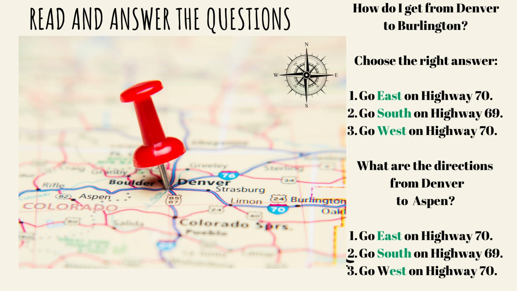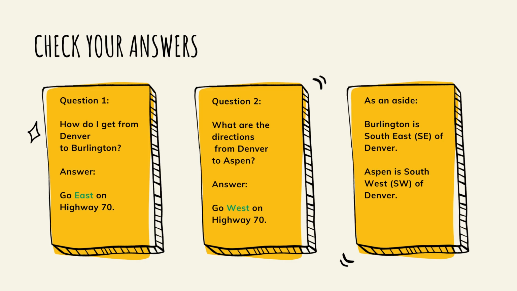Let's check the answer. How do I get from Denver to Burlington? Go east on Highway 70. What are the directions from Denver to Aspen? Go west on Highway 70. As an aside, Burlington is really southeast of Denver, and Aspen is southwest of Denver.